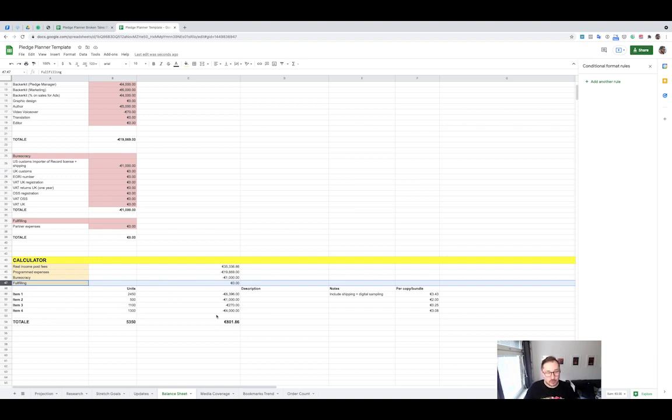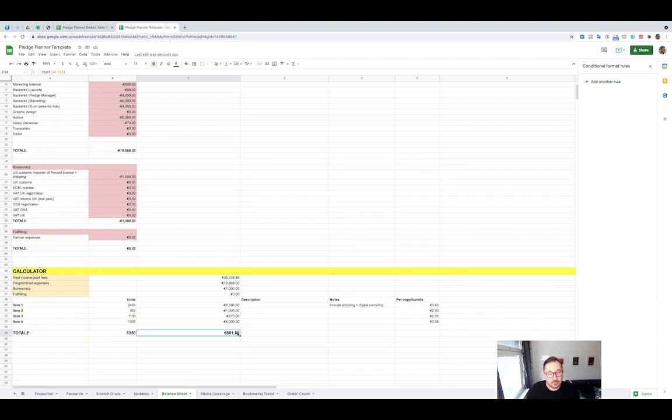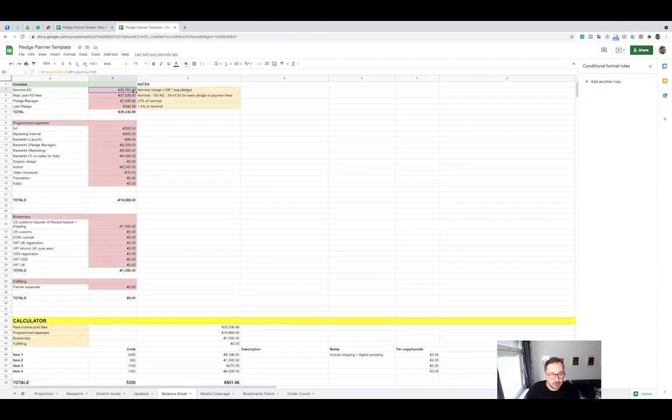Here I put some random numbers. So if for item 1 you need 2,450 units, it's going to cost you this amount. What does it include? Here you can put some notes and what is the cost per copy or bundle of that specific thing. It's all calculated here, and at the end this is how much money you're left with when everything is done. So what you really want is that this number is positive at the very least, but probably if this number is so low, you need to make sure that this number here is higher.